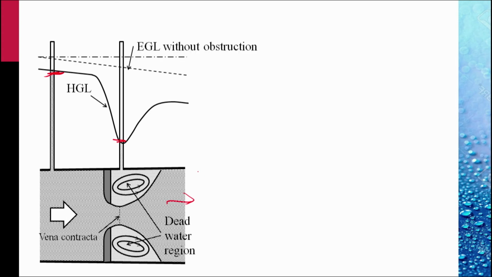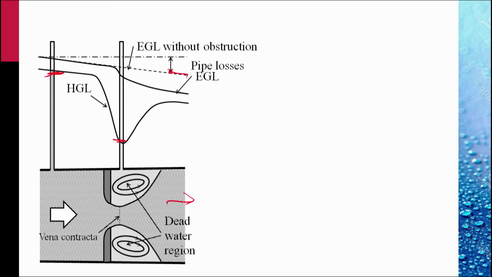The energy grade line without obstruction is this. It is inclined towards the right because the total energy is decreasing slightly because of the losses in the open pipe. There is a pressure gradient in the pipe, as we have discussed, and because of that pressure gradient, the total energy is decreasing. So this difference measures the pipe losses because of the motion of the fluid in the pipe.